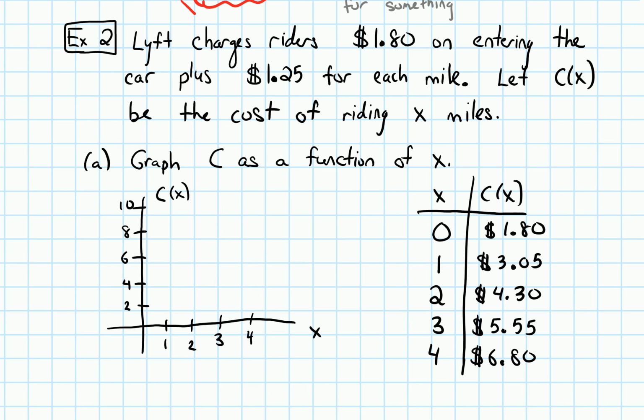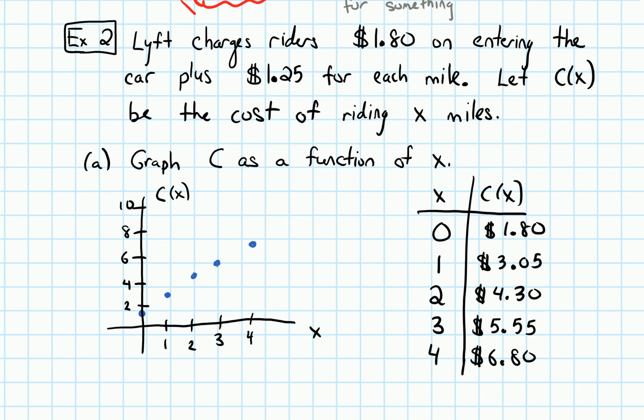Okay, so now let's plot these points. When x is 0, the y value is 1.80. So that's going to be somewhere here. That's my y-intercept. When x is 1, the y value is 3.05, a little bit above the midpoint of 2 and 4. When x is 2, my y value is 4.30, maybe somewhere here. When x is 3, my y value is 5.55, maybe a little bit below 6, somewhere here-ish. When x is 4, my y value is 6.80, so maybe somewhere here. Okay, so we have these points.